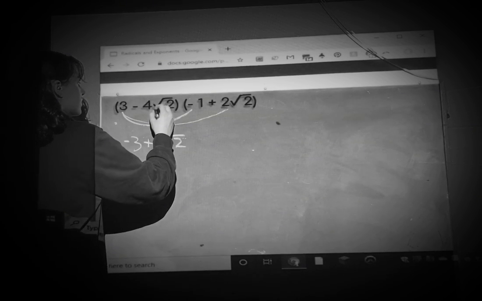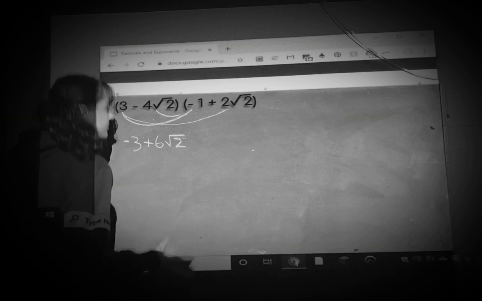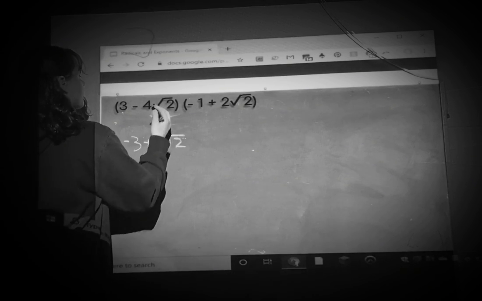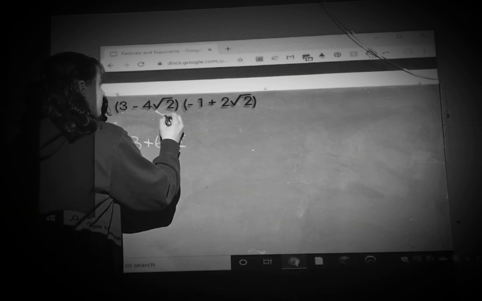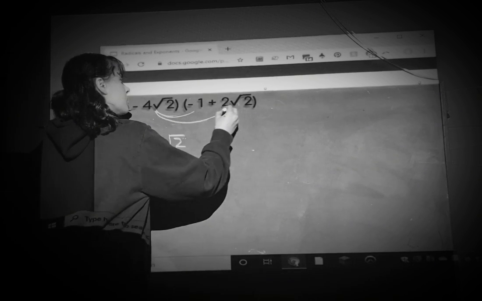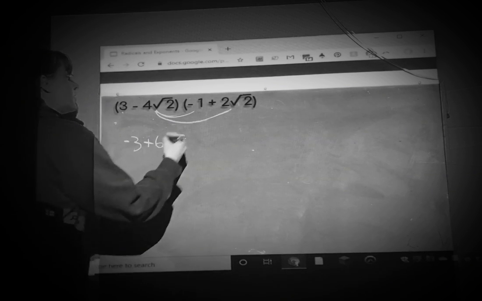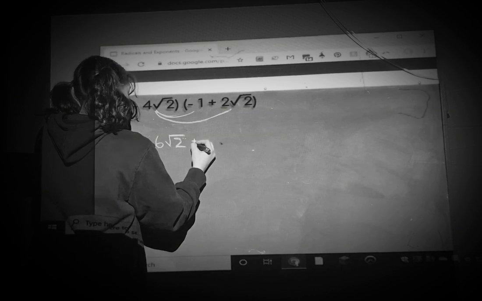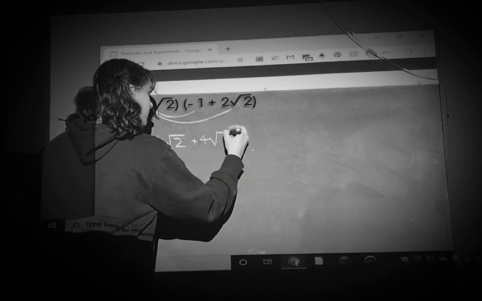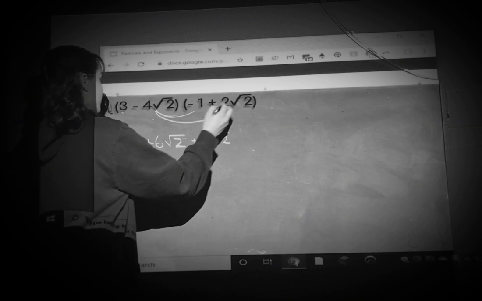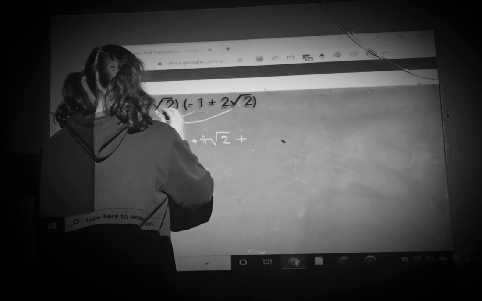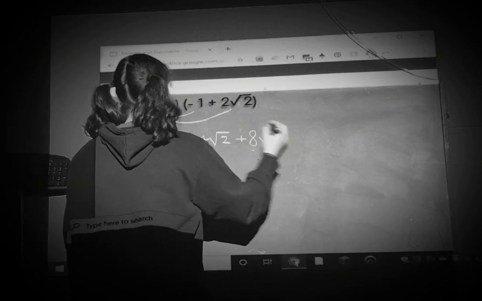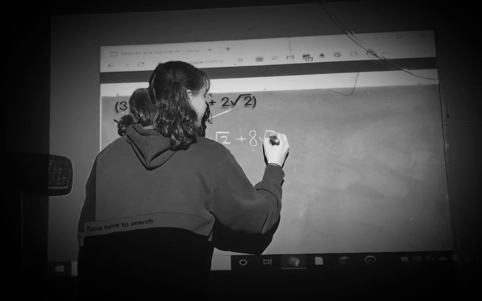Then we're going to do, well, I'll erase this for you guys so you can see it more clearly. Now we're going to do 4 square root 2 times -1, and then 4 square root 2 times 2 square root 2. Which is positive, because negative times negative is a positive. Positive 4 square root 2, and then 4 times 2 is 8. 8 square root 2 times 2 is 4.